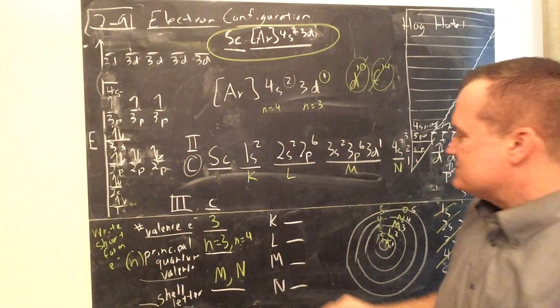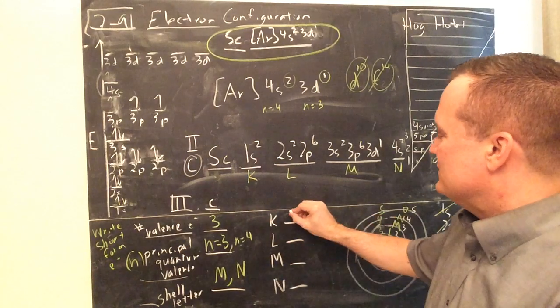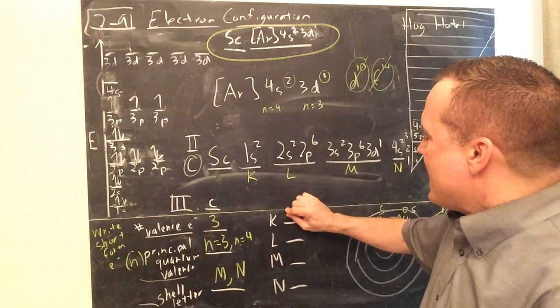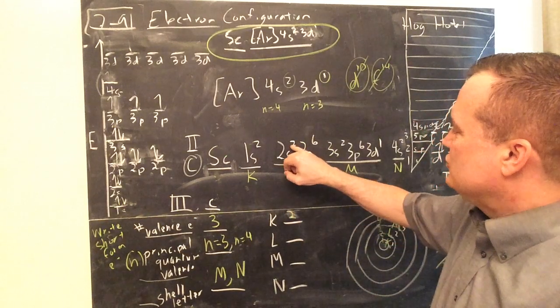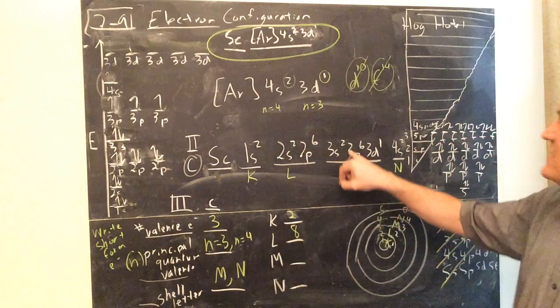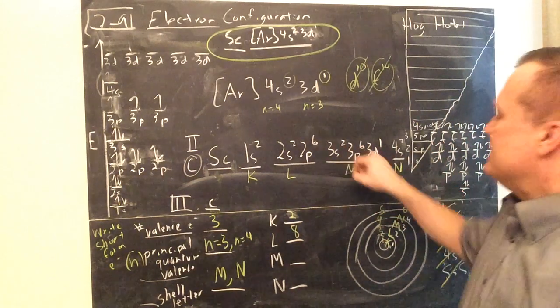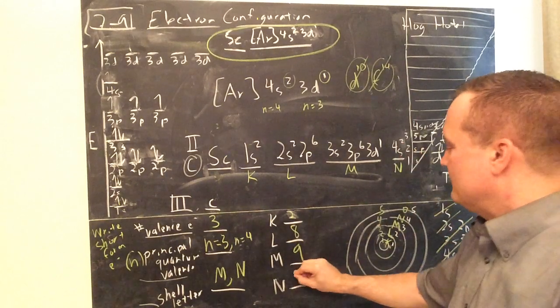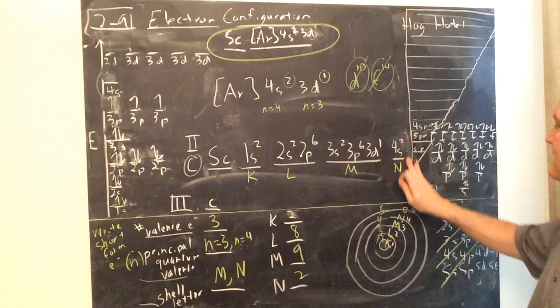So how many electrons are in the K shell? 2. Or I could use my green if I've been using green so far. How many are in the L shell? 2 plus 6, 8. How many are in the M shell? 2 plus 6 plus 1, 9. And how many are in the N shell? Just 2. Remember that was Hog Hotel. I can take that part off.